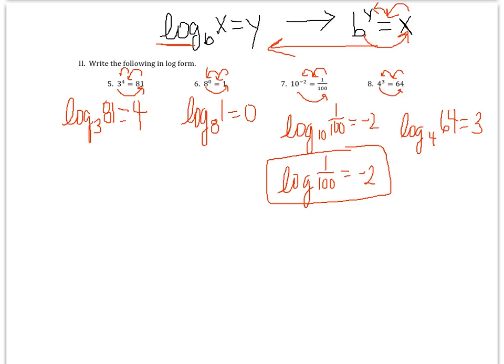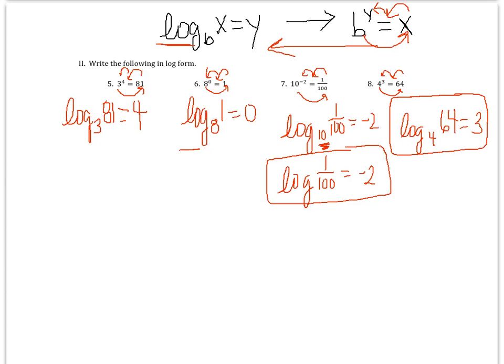Okay, so hopefully you got number 7 and 8 right. I just want to point out one thing. On number 7, we had a base of 10. And so I first wrote it down with a base of 10. But if you remember, your base 10 is your common log. So you don't have to include the base 10. And you can just write log of 1 over 100 equals -2. And then on number 8, you had log base 4 of 64, and that equals 3. So hopefully you got those right. Again, this lesson is just about converting from logs to exponents and exponents to logs, so you're just going to have to remember to do that swirl.